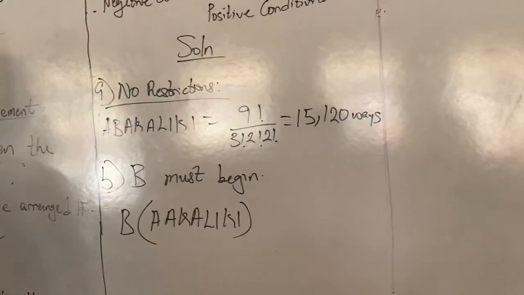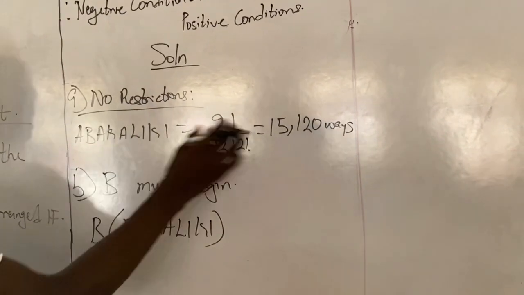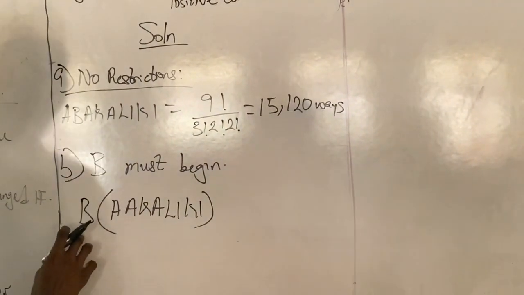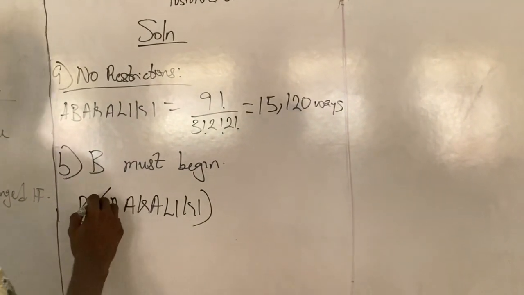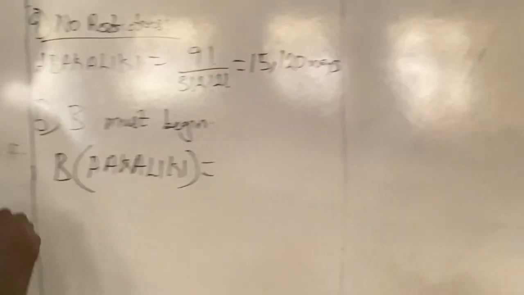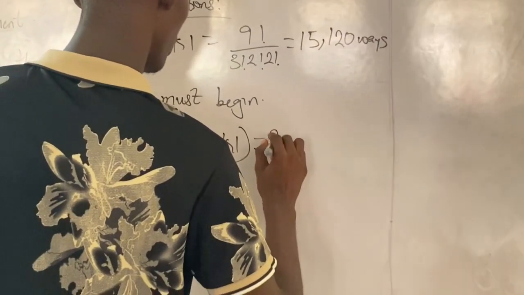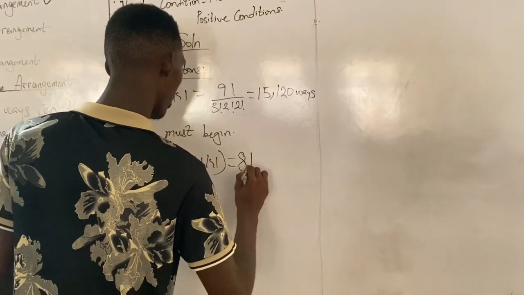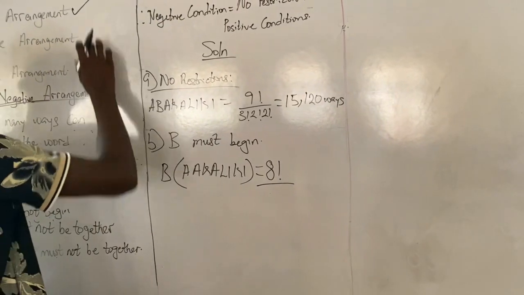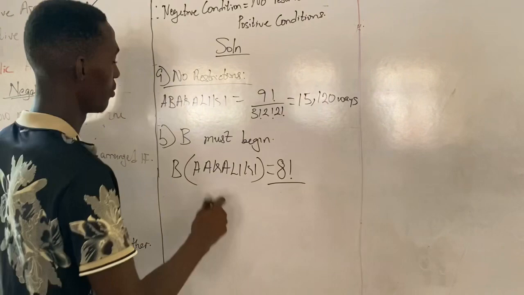Let me come again. For you to get B must not begin, you have to get your no restrictions, which we have gotten here. Then you will get a scenario whereby B must begin. Now, if B must begin, then we are left with 8, because B is automatically out of the equation. So we are left with 8 factorial. If you have not watched our previous video of positive arrangement, you need to go back and watch it, otherwise you will not understand what I'm doing here.